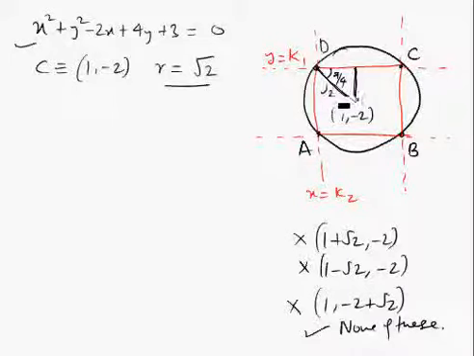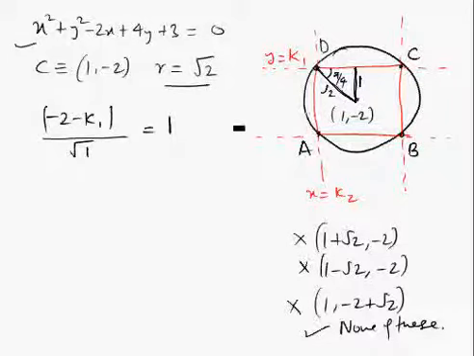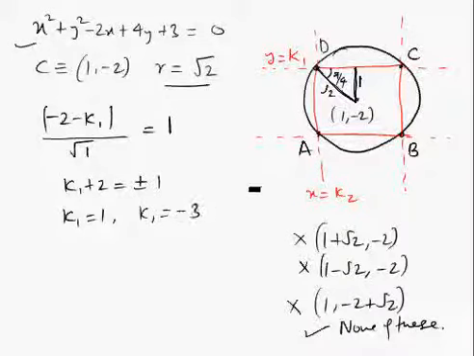So if this is √2, this is pi by 4, this length is 1. So the distance of this line from center (1, -2) equals 1. Using the distance formula we get |-2 minus k1| divided by root of 1 equals 1, because the distance is 1. So k1 plus 2 equals plus minus 1. k1 equals 1, k1 equals -3. So the equations of two lines parallel to x-axis are y equal to 1 and y equal to -3.